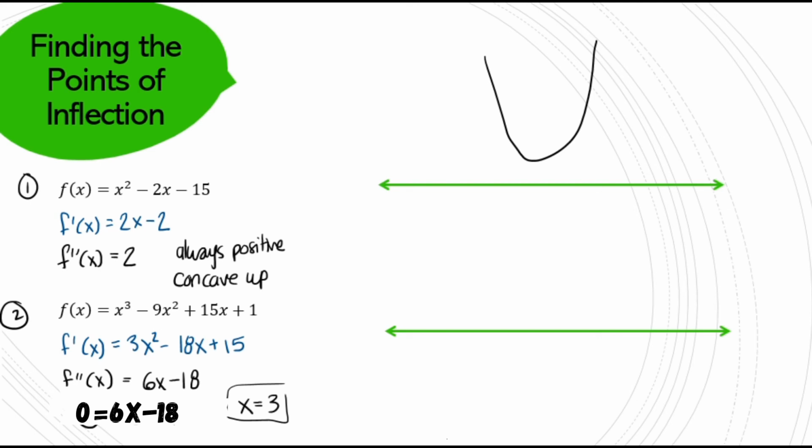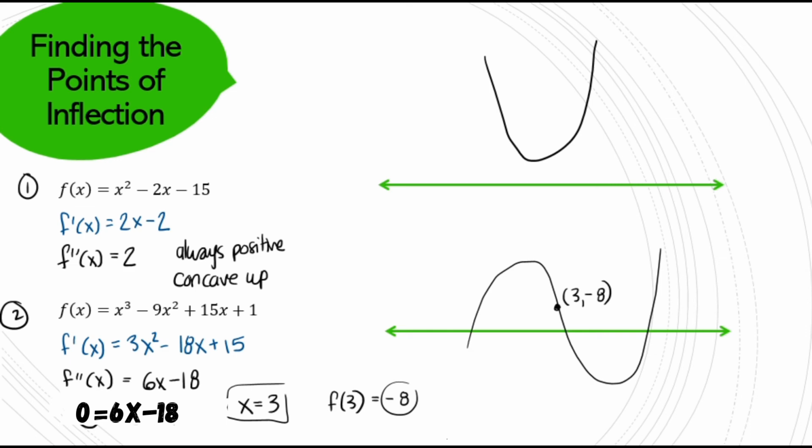You do that because if I find now f of 3, it's going to give me the y value, and I can exactly locate that point of inflection. And when I do that math, so x cubed minus 9x squared plus 15x plus 1, I get negative 8. So we knew that our picture looks something like this, and now we know this point is exactly 3 comma negative 8.